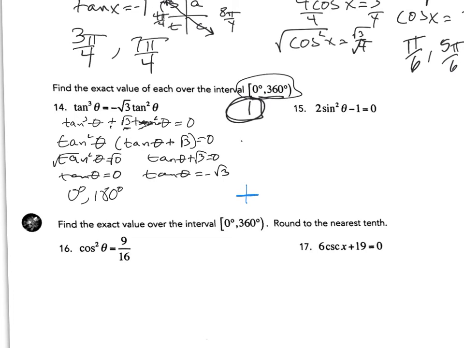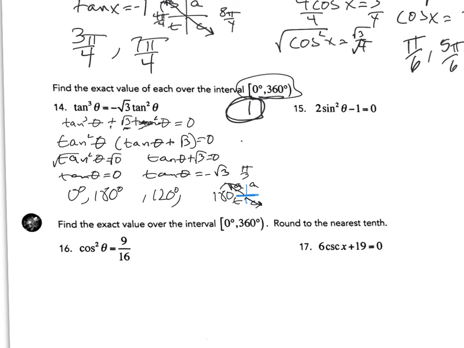Where's the tangent negative radical 3? Well, oops. All scholars take calculus. So we know we're in quadrants 2 and 4 in degrees. Now I have a hard time with this. I always have to do this in radians. This is pi over 3. Pi over 3 is 60 degrees. So if this is 180, you want to do 180 minus 60, 120.